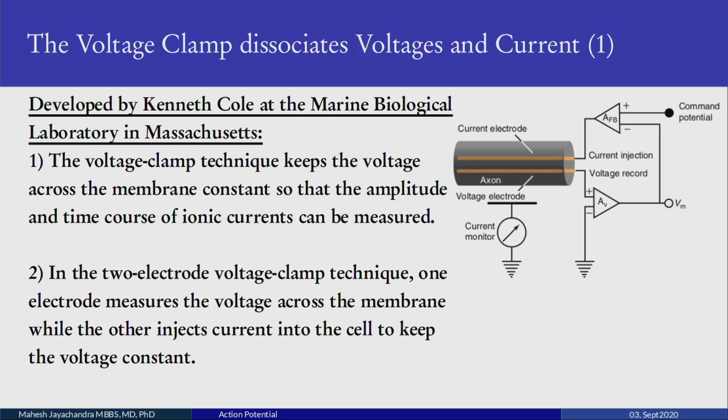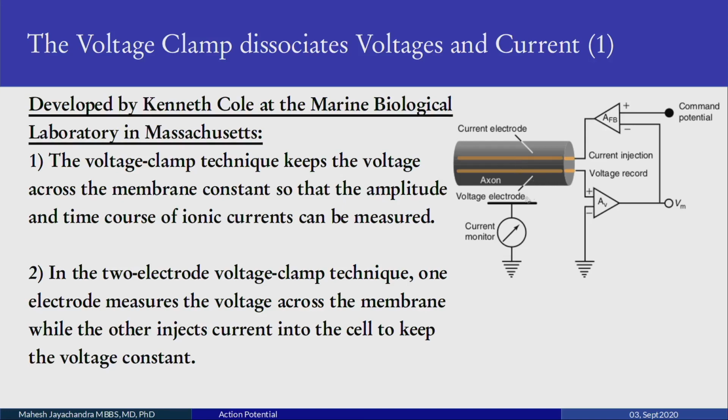So consider the circuit on the right. You have the axon, you have a current electrode, and you have a voltage electrode. The idea is you keep the voltage constant and you see how much current passes at that particular voltage. Okay, and you see not only the amplitude but also the time course.